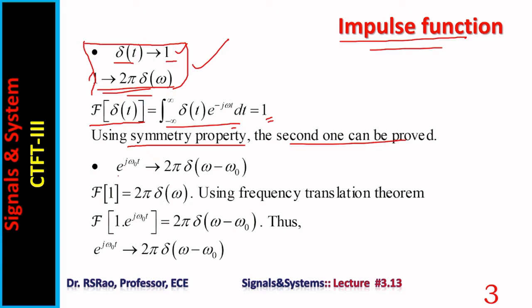We consider another pair. The Fourier transform of e power j omega naught t is 2 pi delta omega minus omega naught. How has this relation come into being? The Fourier transform of 1, we have seen already, is 2 pi delta of omega. Using the frequency translation theorem, the frequency shifting property, the Fourier transform of 1 into e power j omega naught t is 2 pi delta omega minus omega naught. Thus, the Fourier transform of e power j omega naught t becomes 2 pi delta omega minus omega naught.